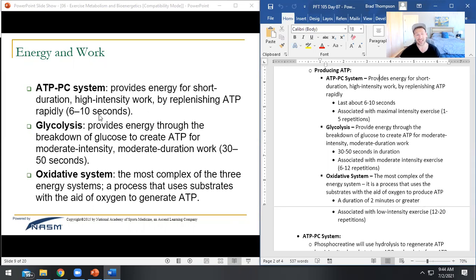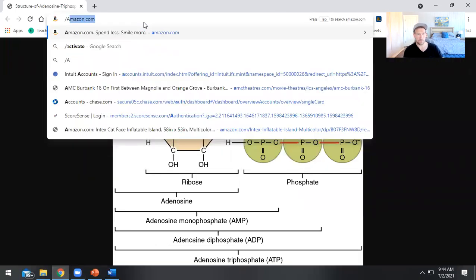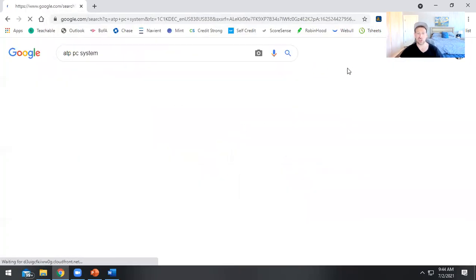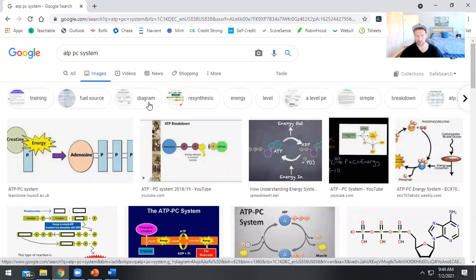So this only lasts about 6 to 10 seconds if you are awesome at it. If you're somebody like me, it might even last shorter than that. But this provides energy for short duration, ultra high intensity energy by replenishing ATP very, very rapidly. So the ATP-PC system actually doesn't generate any ATP directly.